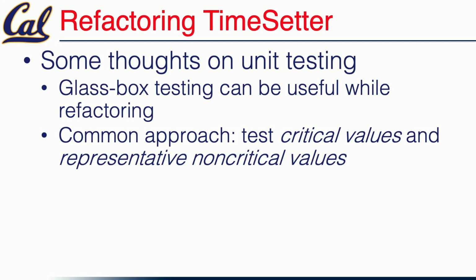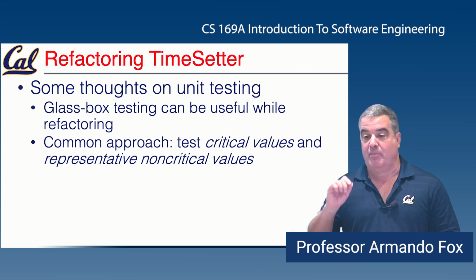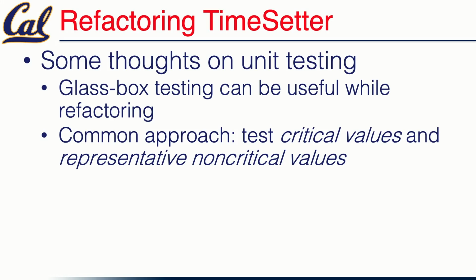So a common approach when you're doing unit testing is to try to identify the critical values, which means you do know something about the implementation of the method, and then pick a representative one from the non-critical value ranges. And that's the strategy that, in this case, helped identify that bug.